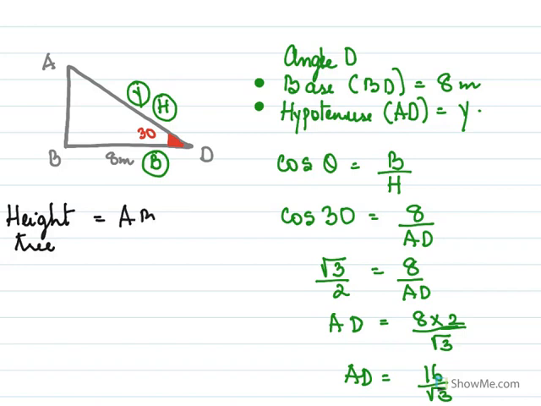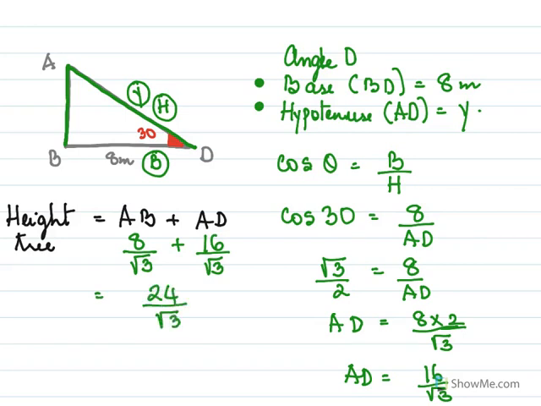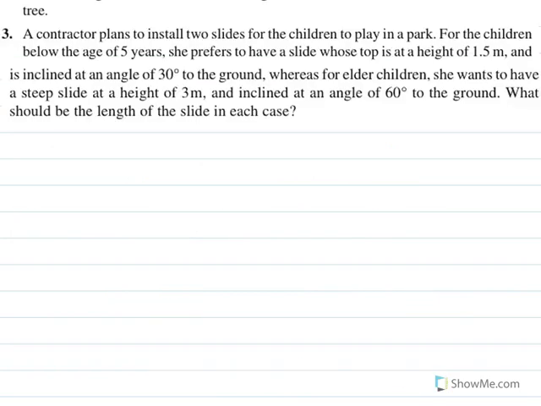Height of the tree was made up of AB plus AD. Let me go over that again. The total height of the tree was AB plus AD. We already earlier found our AB as 8 over root 3, and now this is 16 over root 3. So when you add up here you get 24 over root 3. Now we'll rationalize it into root 3 into root 3, and the answer comes 8 root 3. So the height of the tree is 8 root 3.